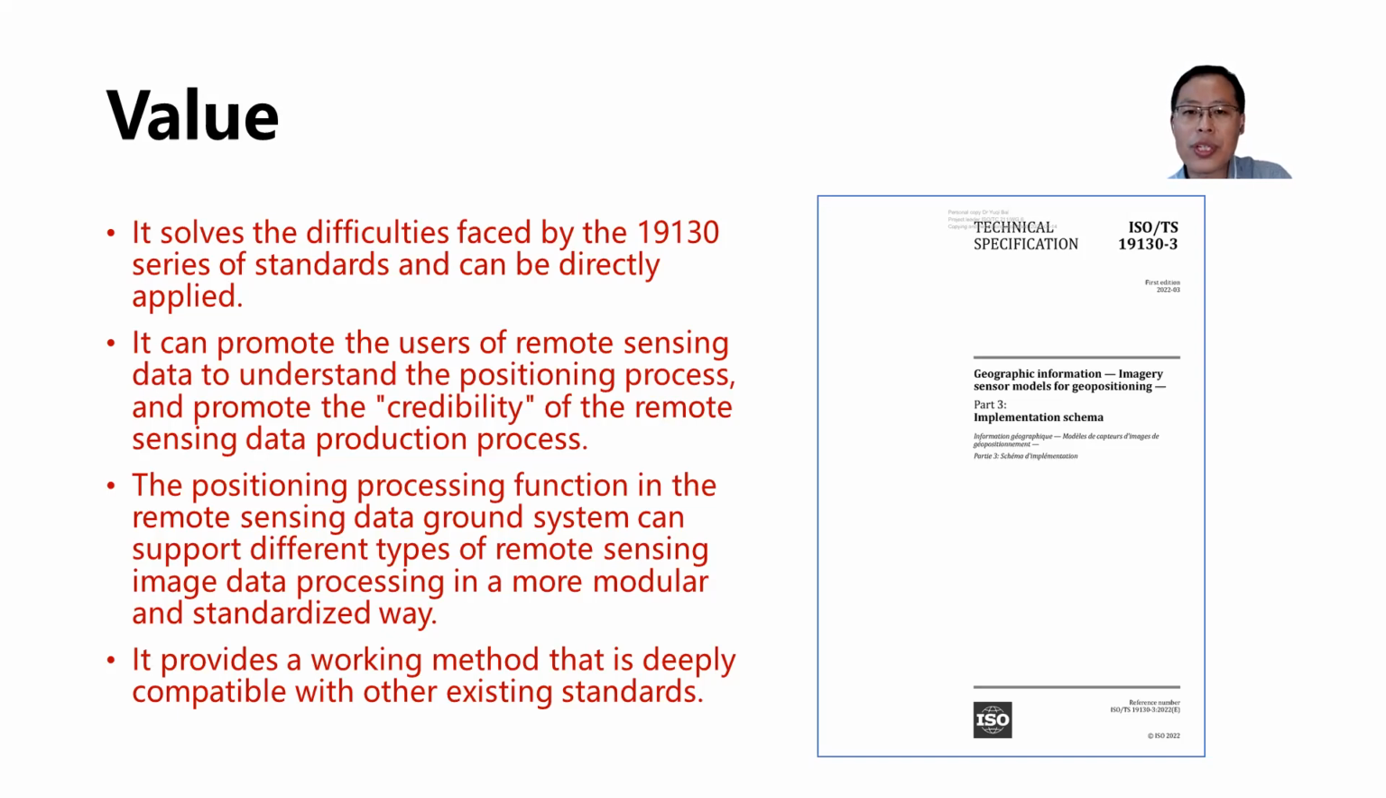Second, remote sensing data users can now understand the positioning process and the details about the process, and therefore this standard could promote the credibility or trustworthiness of the remote sensing data production process. For remote sensing data producers, the positioning process function in the data ground systems can now support different types of remote sensing image data processing in a more modular and standardized way.